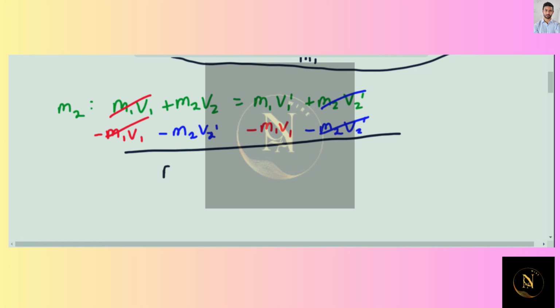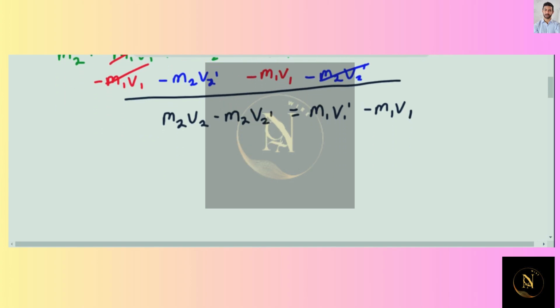So now we're left with m2 v2 minus m2 v2 prime is equal to m1 v1 prime minus m1 v1. Now, just like before, on the left-hand side, because both terms contain m2, I can factor that out, which leaves us with just v2 minus v2 prime. Again, you can check by distributing. And then I'm just bringing down the right-hand side.